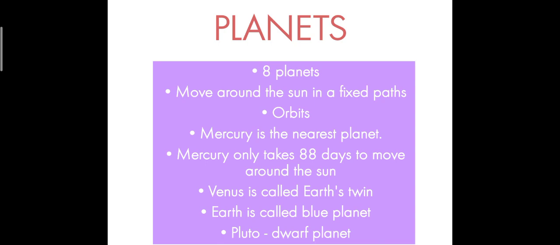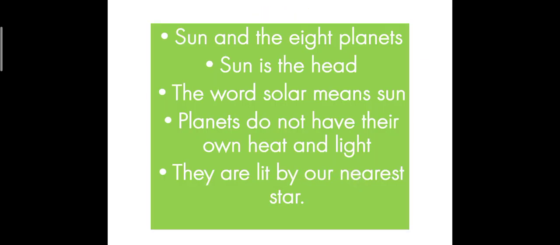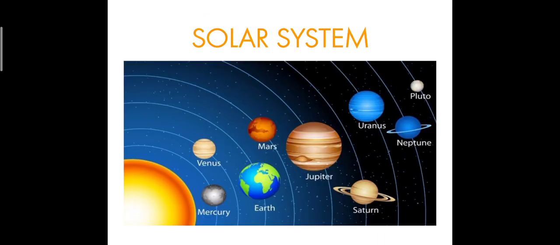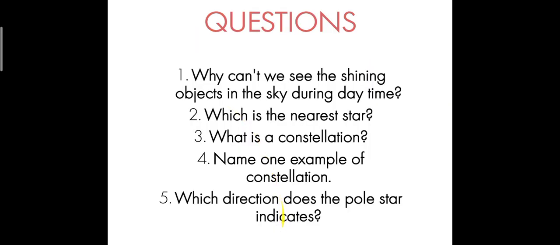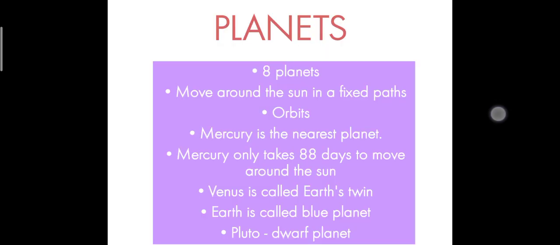Now the planets move around the sun in a fixed path. See that? In the solar system, the planets are moving around the sun in a line. See, you can see their lines, children. These are the lines. So the lines shown here are called the orbits. So those paths through which the 8 planets move around the sun are called orbits. Clear now?